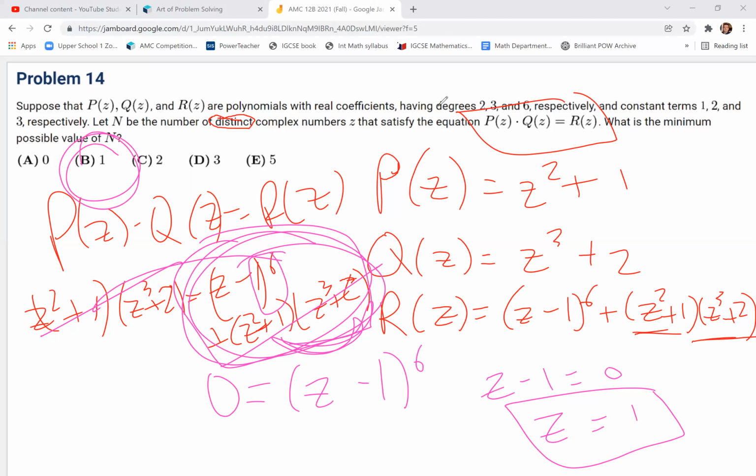So we found a situation in which we would have one distinct complex root, and therefore the answer would be B, 1.